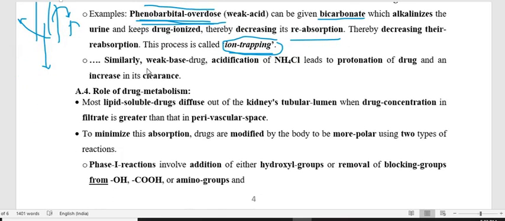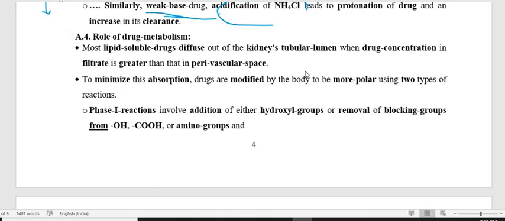Similarly, weak bases are also excreted through the lumen. When the urine is alkaline, the drug is slowly excreted out. But when you make the urine acidic and the drug is a base, by giving ammonium chloride, the drug will be excreted out fast. By these means, we increase the rate of excretion of the drug.